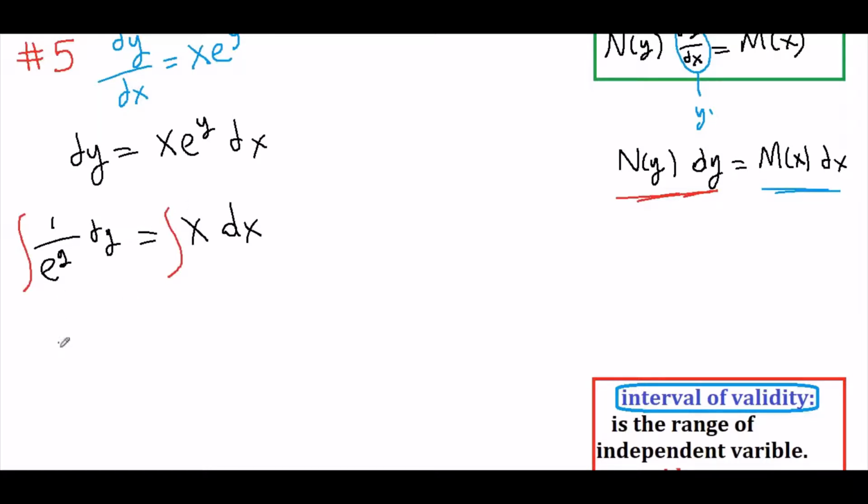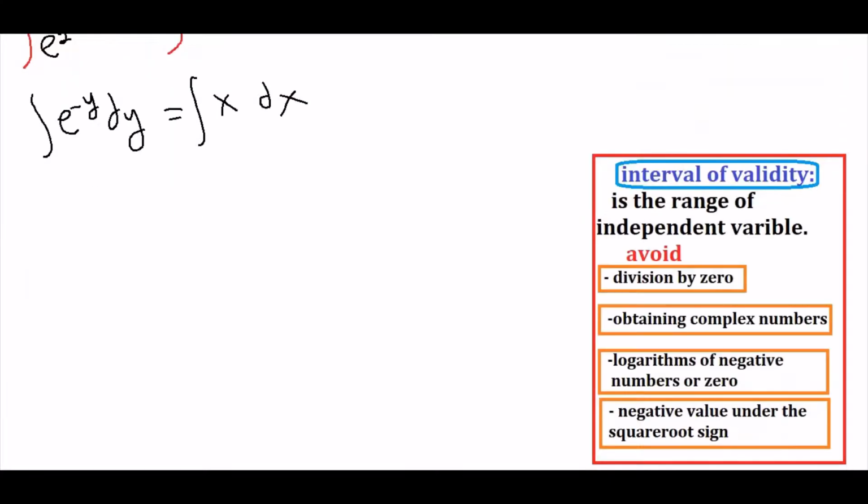This is e to the negative y. The antiderivative of e to the negative y is negative e to the negative y. And the antiderivative of x is 1/2 x squared, plus c. We put c on the x variable side. So this is our implicit solution.